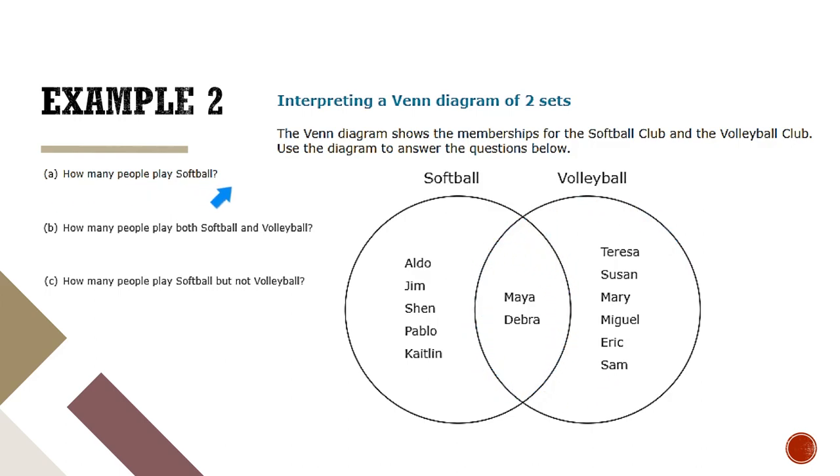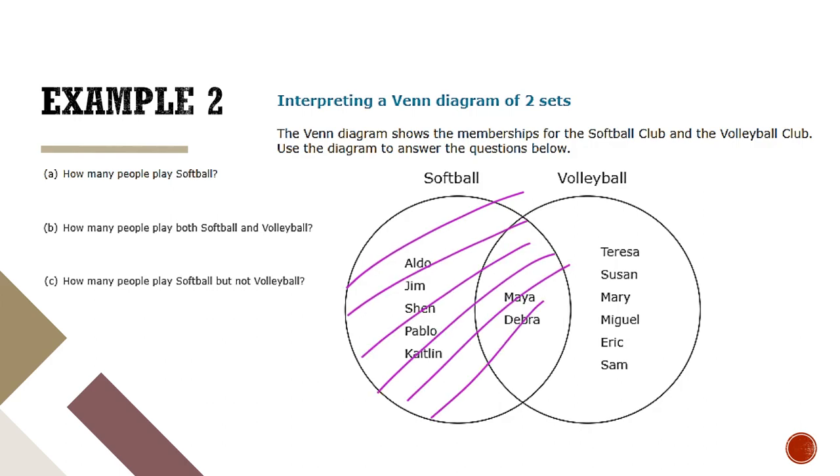So how many people are playing softball? Well, this whole circle represents where they all play softball. So we have to count all of those names. So we have 1, 2, 3, 4, 5, 6, and 7. So there are 7 people who are playing softball.